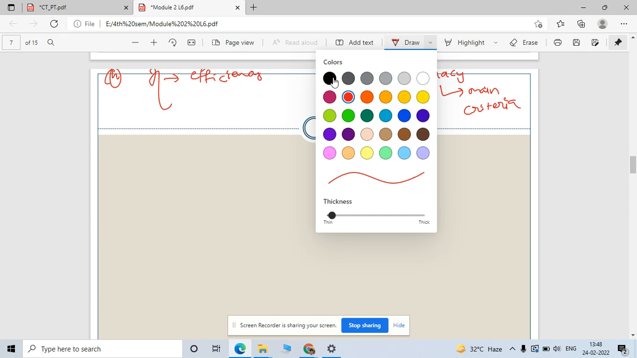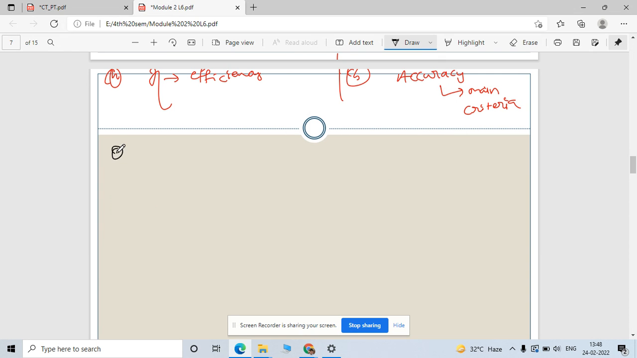See, all components are given in that question. You just put the value and get the answer. Okay, and some assumptions you also need to take care of. For example, first of all, write the question.